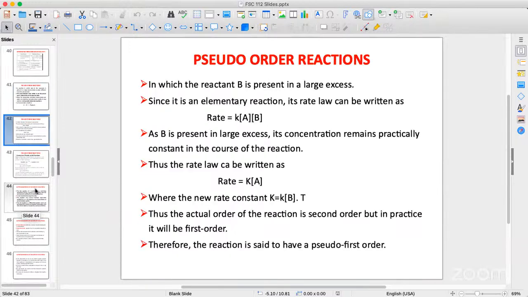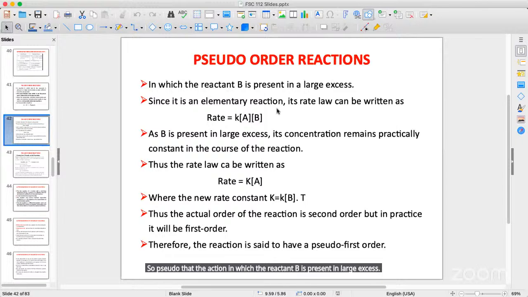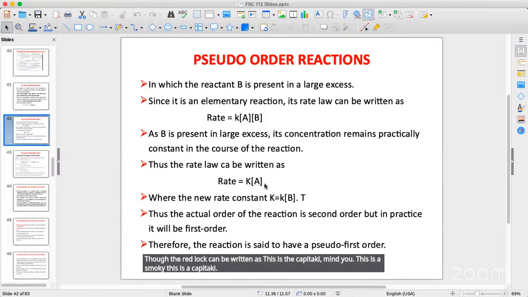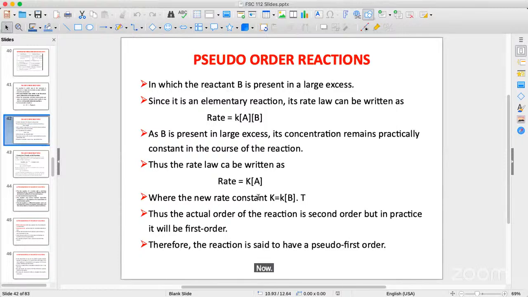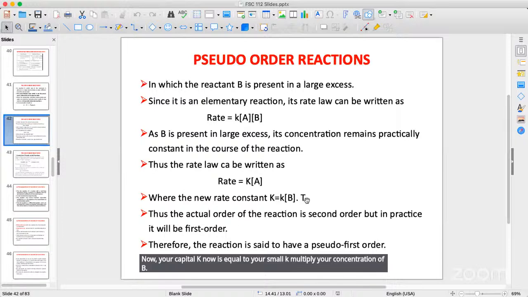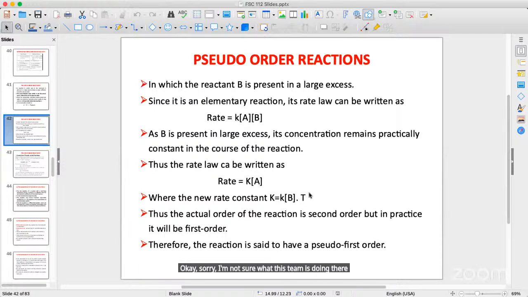Now, like I said, in a pseudo-order reaction in which the reactant B is present in large excess, since it is an elementary reaction, the rate law can be written as this. As B is present in large excess, its concentration remains practically constant in the course of the reaction. Thus, the rate law can be written as this. This is a capital K, mind you, this is a small k, this is a capital K. Sorry, I'm not sure what this T is doing there. It shouldn't be there, please ignore it.